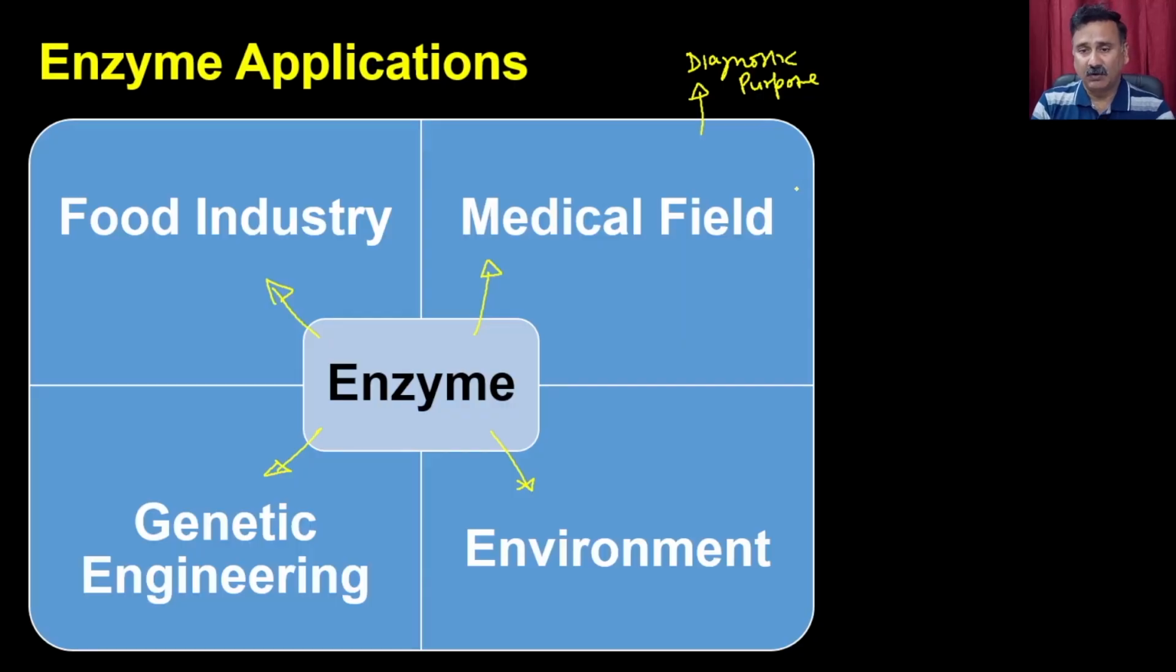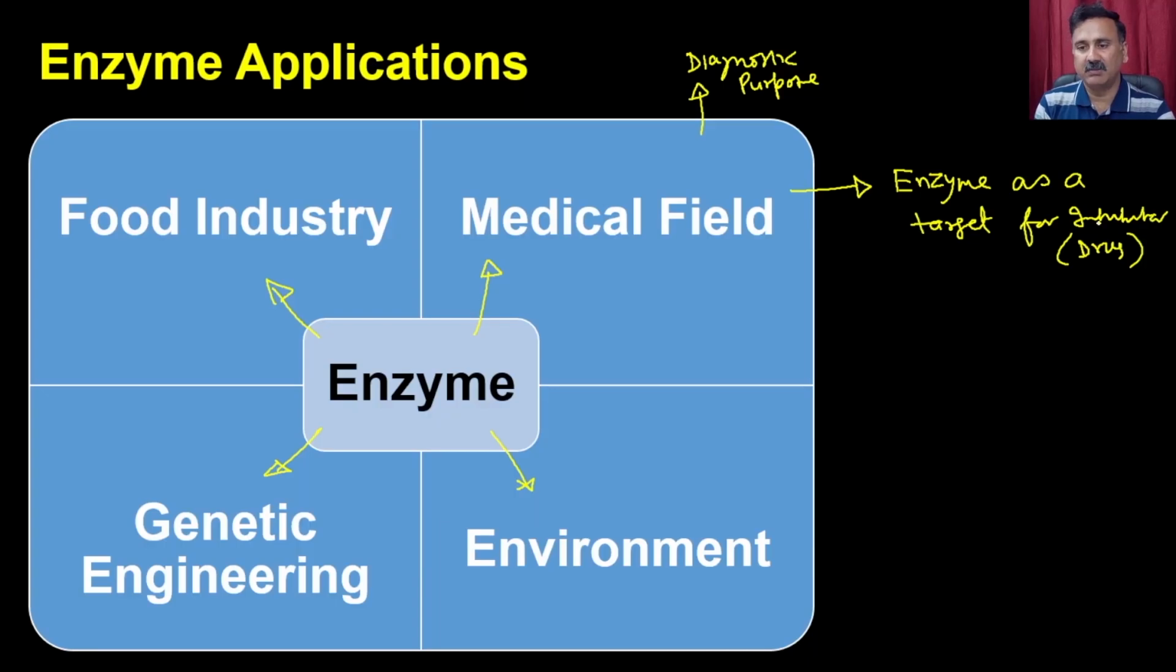The other aspect is where the enzymes serve as a target, a target for inhibitor development. These inhibitors would be nothing but drug molecules, right? So these drugs will inhibit the enzyme. These enzymes are catalyzing a particular reaction which is disturbing the physiology of the organism and so on. So you can inhibit this enzyme with the help of a drug.